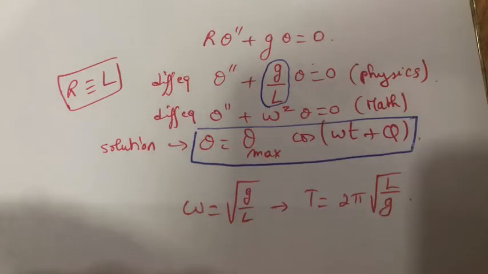So the final differential equation you find is theta double dot plus g over L theta equals 0. This differential equation is known in math to have a solution of the form theta equals theta max cosine omega t plus phi. If you compare the physics and the math differential equations, you can find your omega, which is radical g over L. And if you want to find T, the period, it is 2 pi radical L over g, because it is 2 pi over omega.